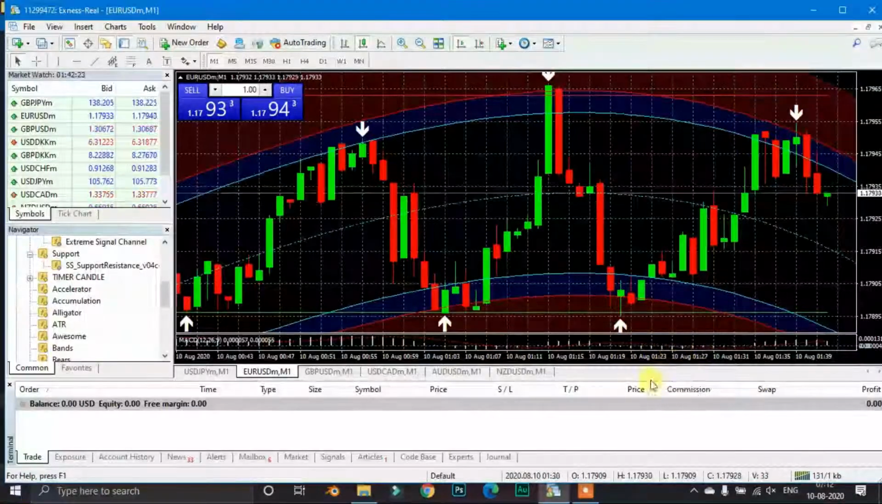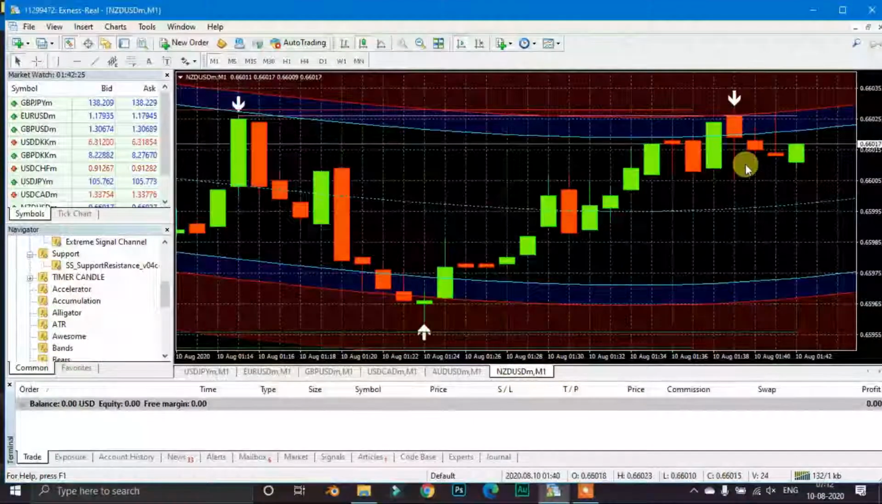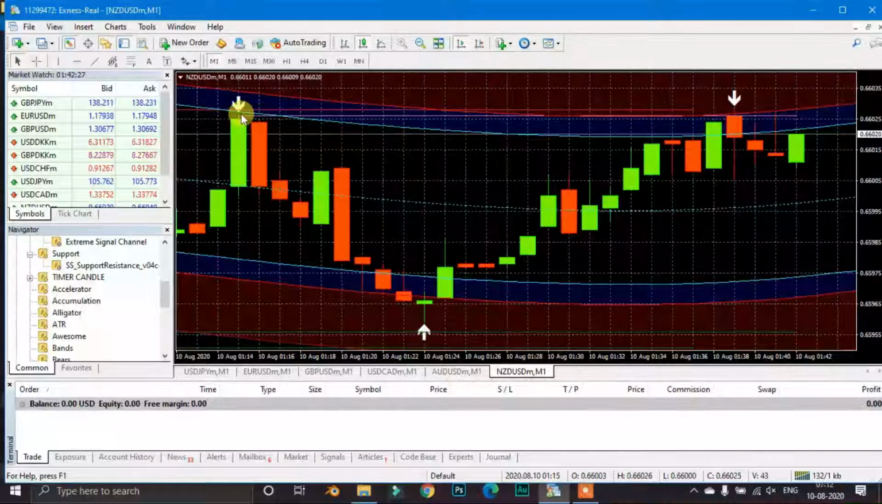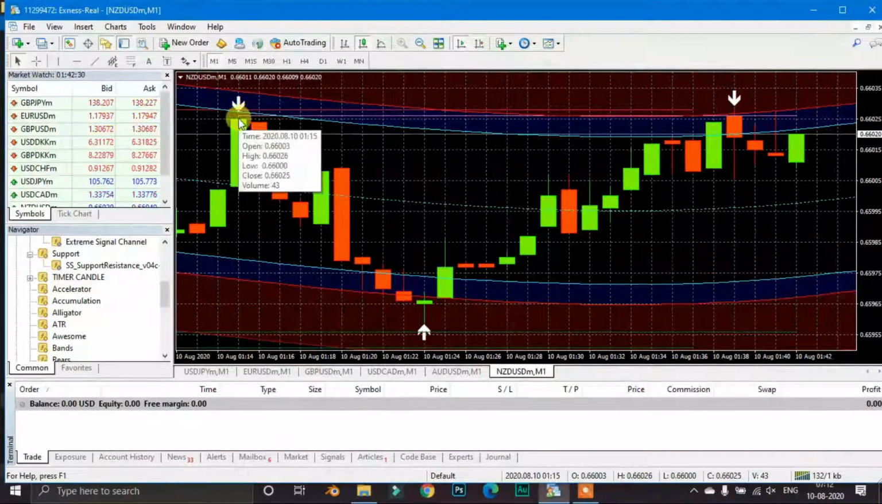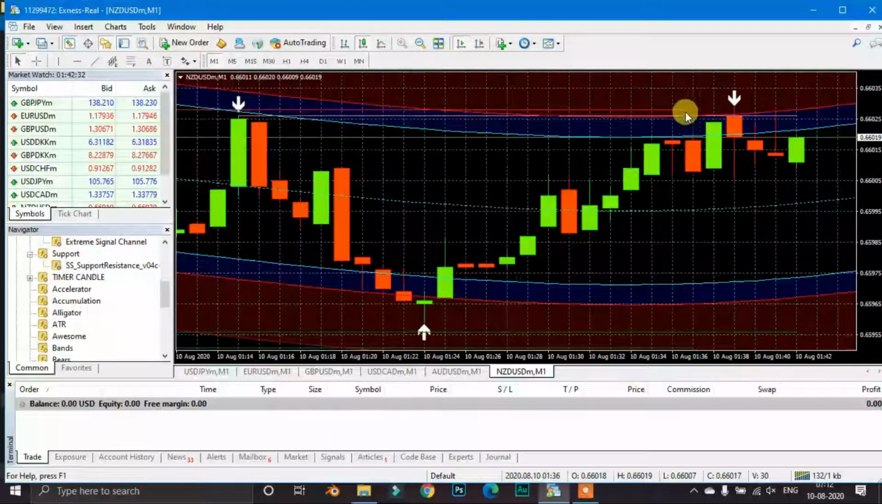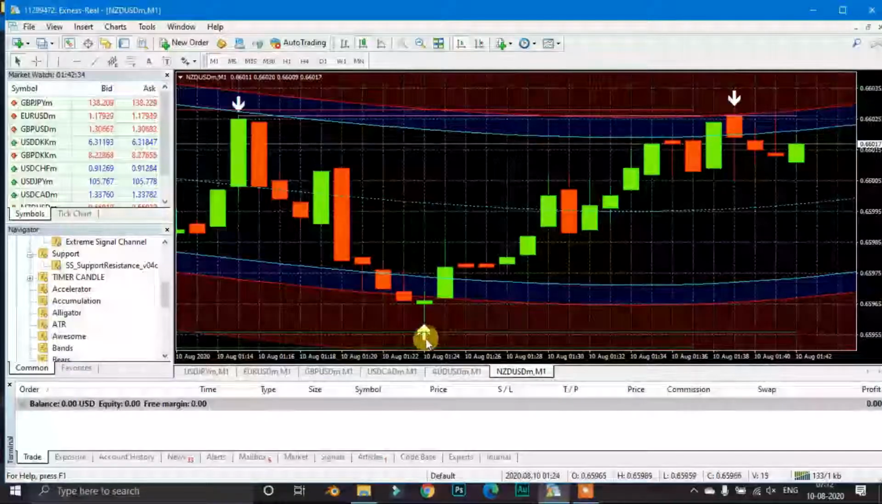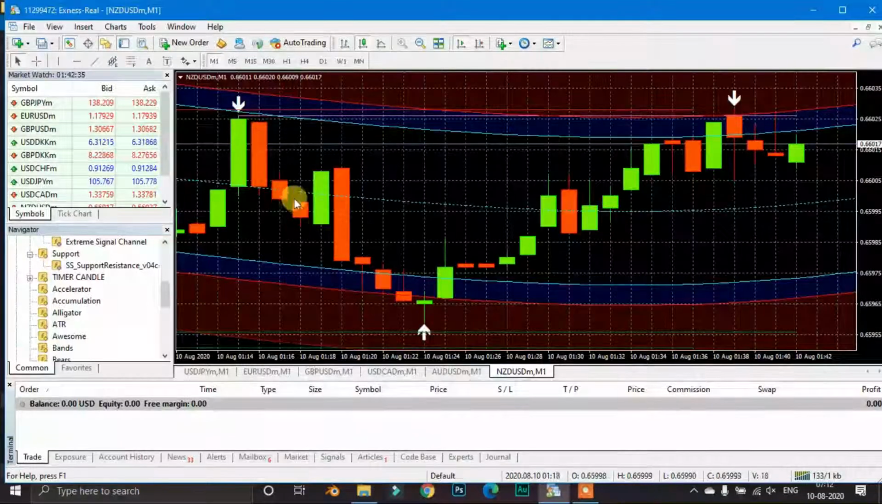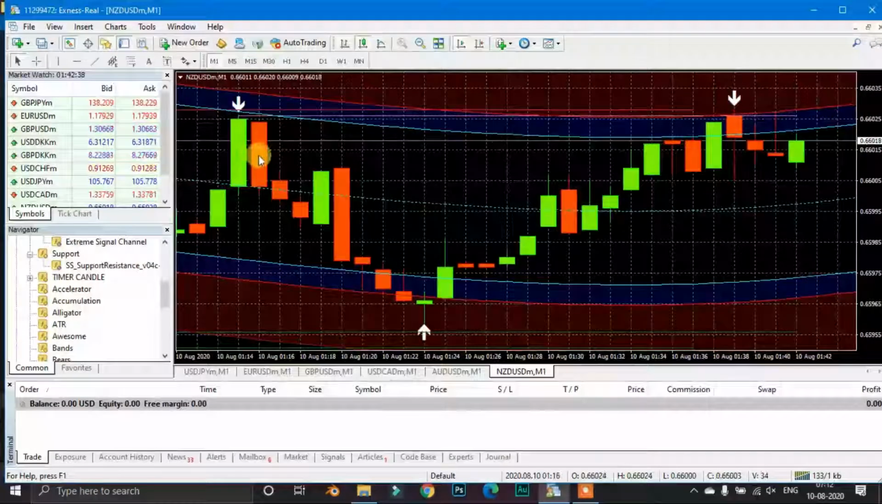Here you can see the strong resistance level, the red line. Here you have to take a 5 minute trade for down, 1 2 3 4 5. So this is so easy to trade with this indicator.